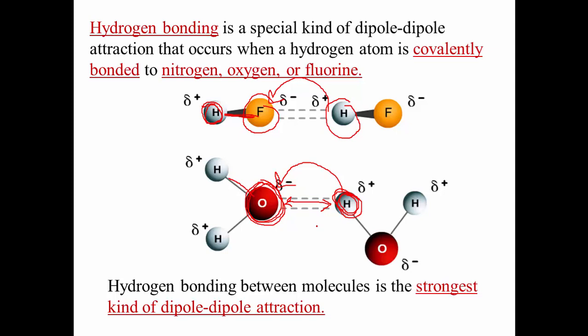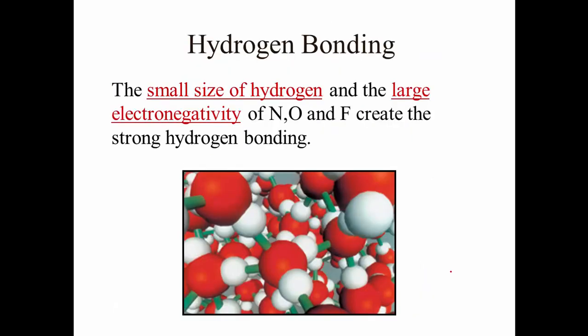It's a dipole-dipole, two polar molecules, but it's unique in its strength, and it is called hydrogen bonding. It is the strongest kind of dipole-dipole, so it's given a unique name. So the small size of hydrogen and the large electronegativity of these three elements will give you this incredibly strong bonding.